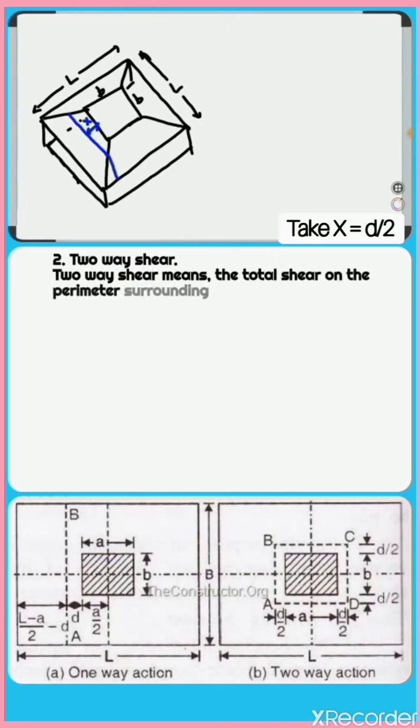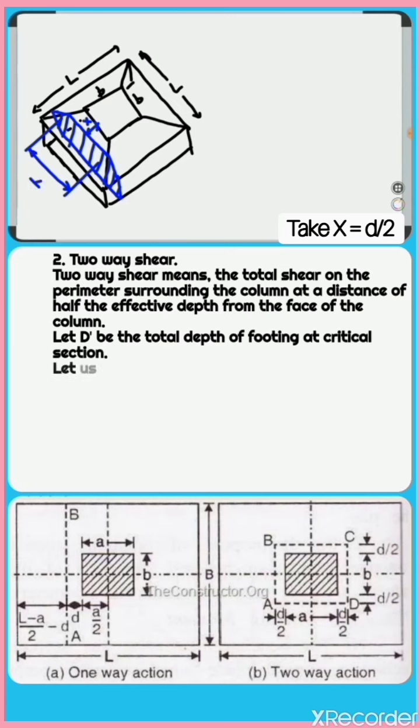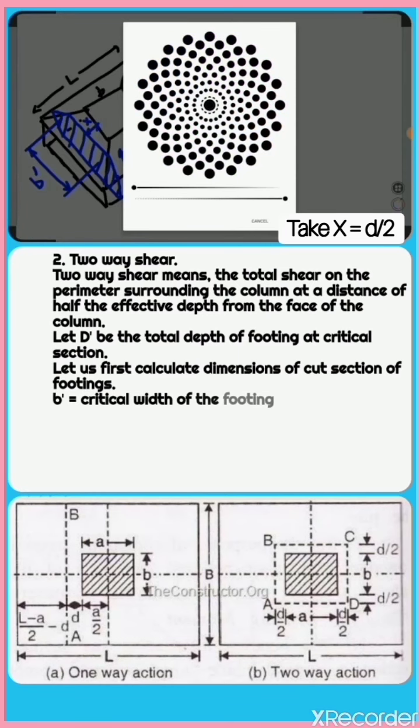Two-way shear. Two-way shear means the total shear on the perimeter surrounding the column at a distance of half the effective depth from the face of the column. Let D dash be the total depth of footing at critical section.